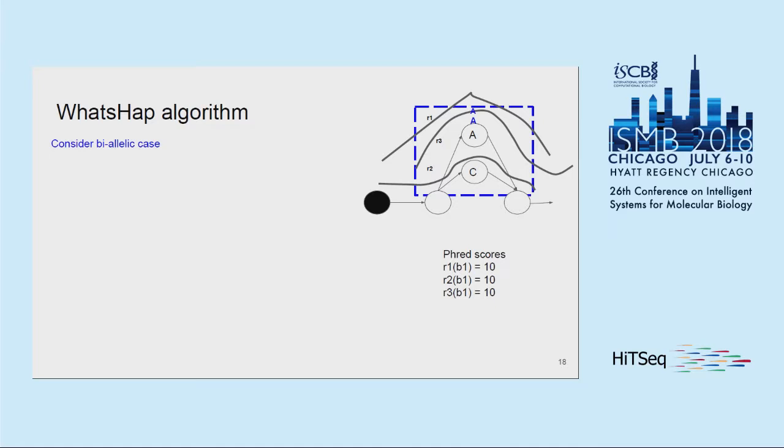So first, let's consider a biallelic case where we have a bubble with only two alleles. And we want to find out the cost for the bipartition of the reads encoded in these two colors. So for this bipartition, we pay a cost of 10 if we flip this allele here, and for the blue partition, we don't pay any cost. So in this way, we can compute the cost for all possible bipartitions, and we store it in a DP column.